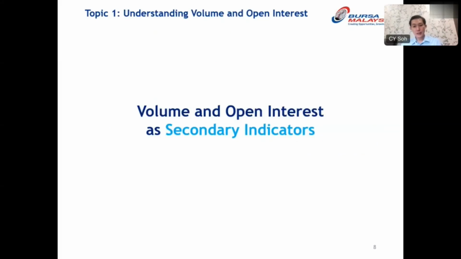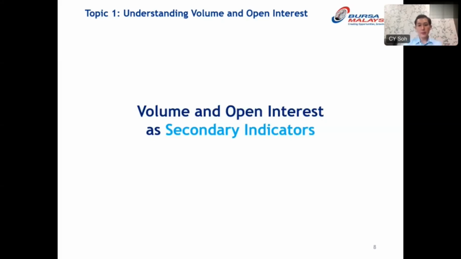First thing first, let me set the stage here. Number one is that volume and open interest are commonly used as secondary indicators in technical analysis for you to gain additional insights into the market dynamics and understand the market sentiment. So volume and open interest are not primary indicators like price or moving averages, although these two indicators can provide valuable information when analyzing price movement and making trading decisions.